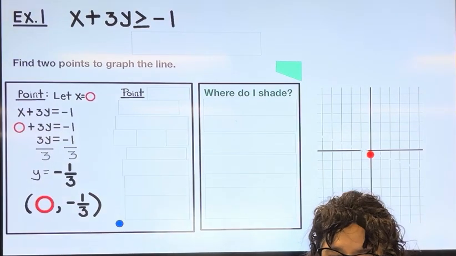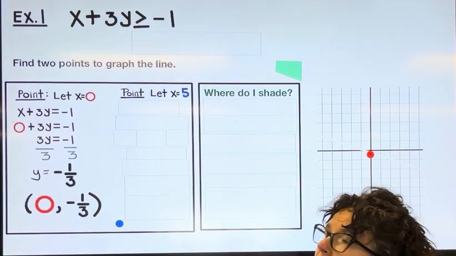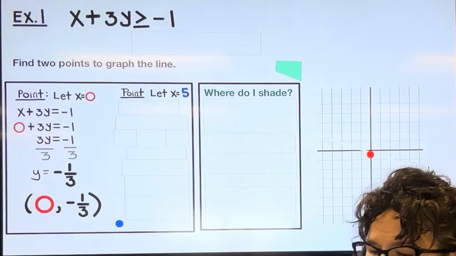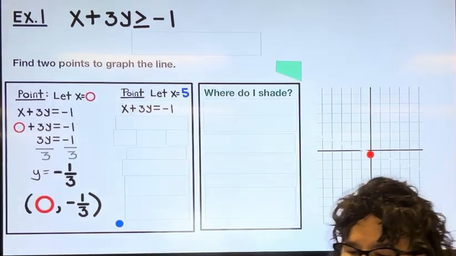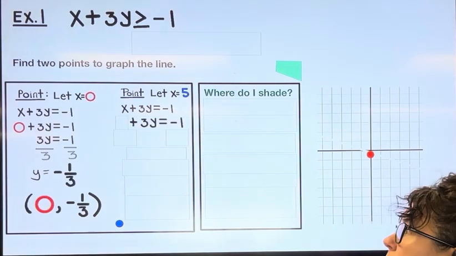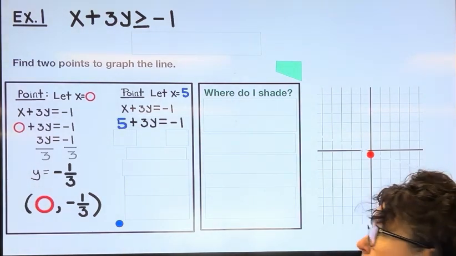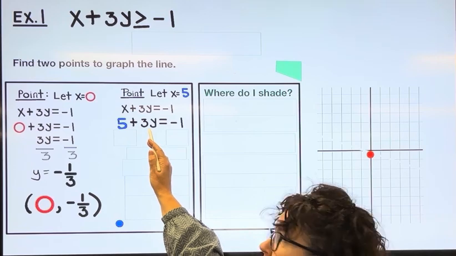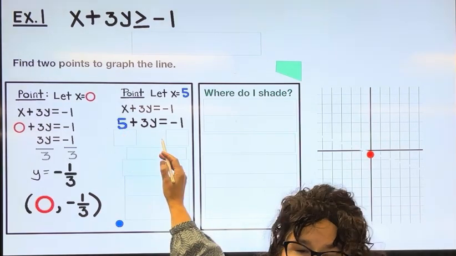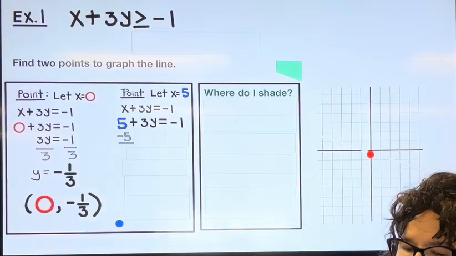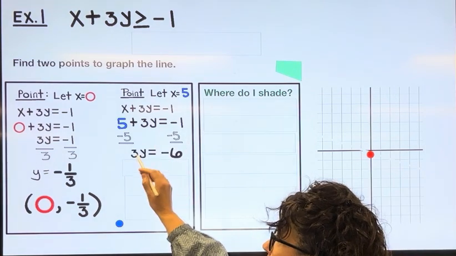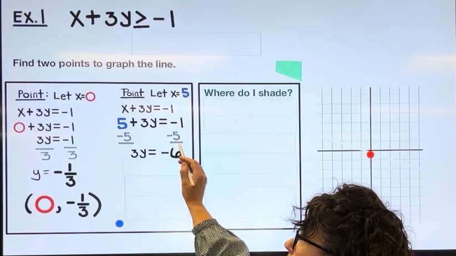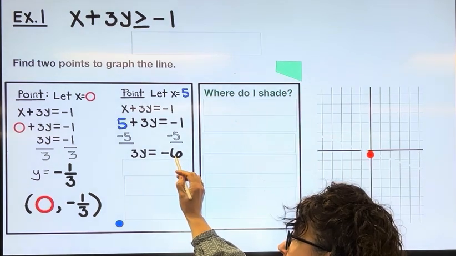You can pick any number you want. I went with 5. So I grab my original. I'm going to replace the x there with 5. So substituting in 5. Get y by itself. To get rid of this +5, I'm going to subtract 5. What I do to one side, I do to the other. So I end up with 3y equaling -1 minus 5 is -6.